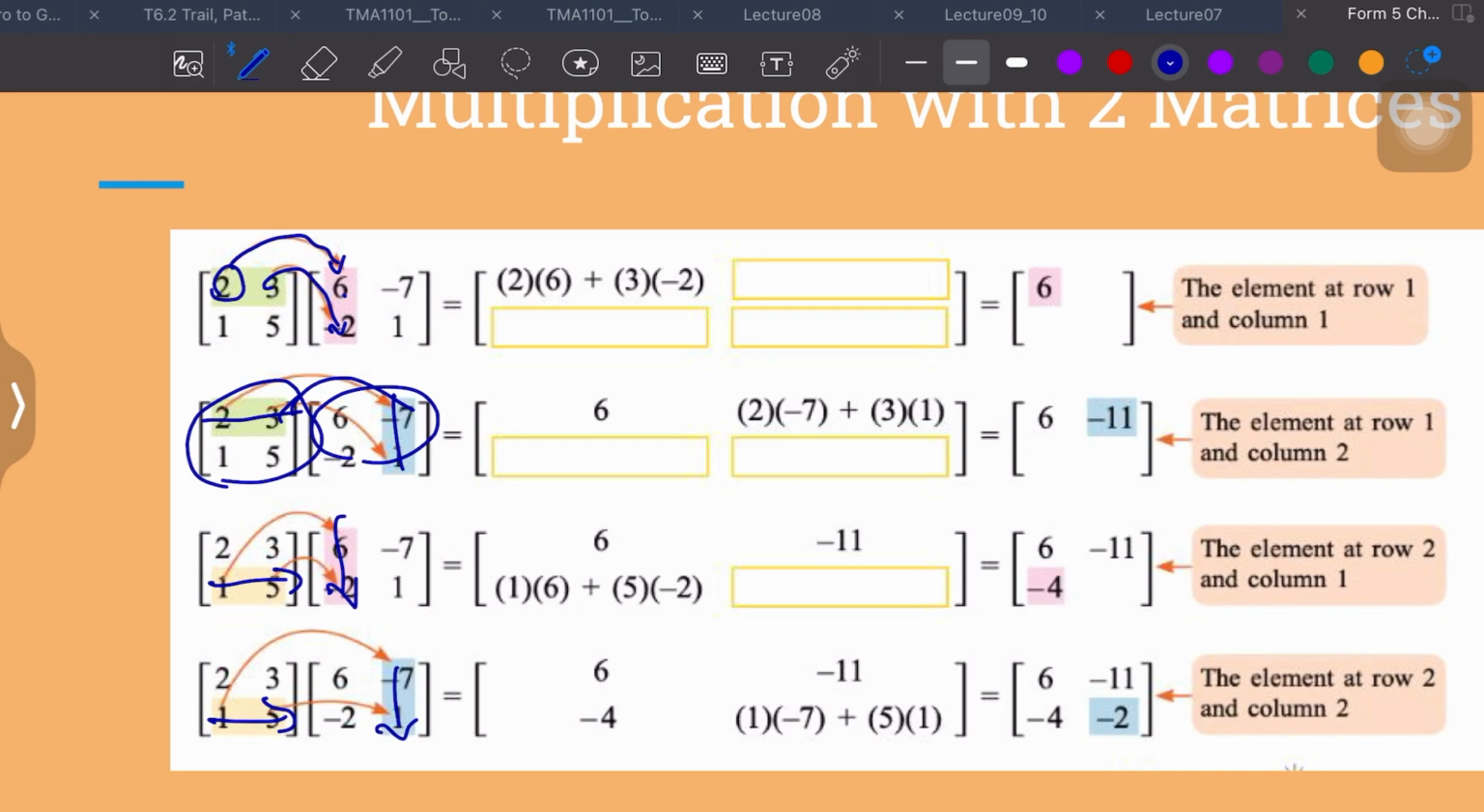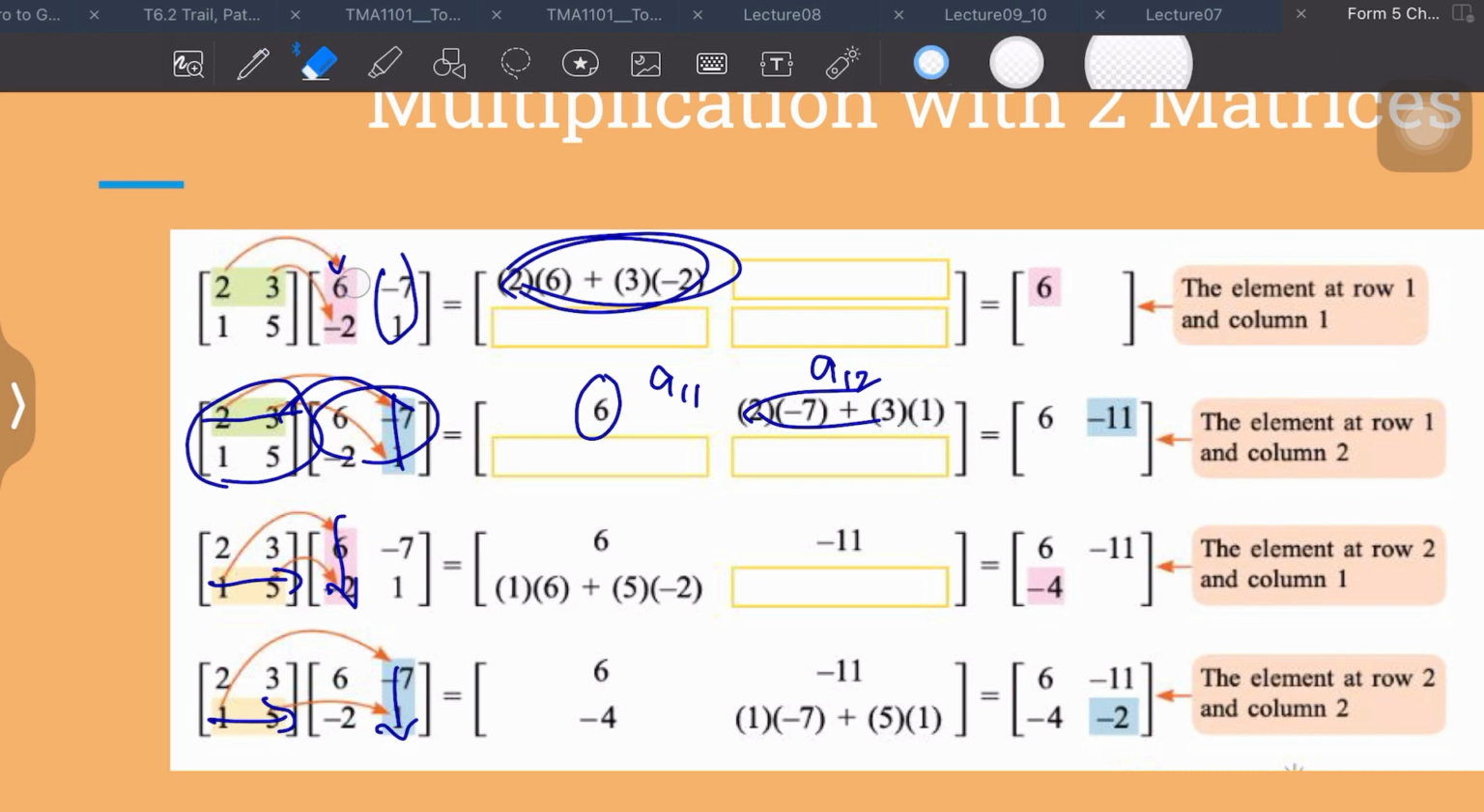And how would you do that? Okay, so first thing first, we're going to search for the first row, first column. First row, first column. How do we do that? 2 multiplied by 6, 3 multiplied by -2, then we sum it up and we get the first row, first column. And for the first row, second column, use the same row multiplied with the second column, so we get this.